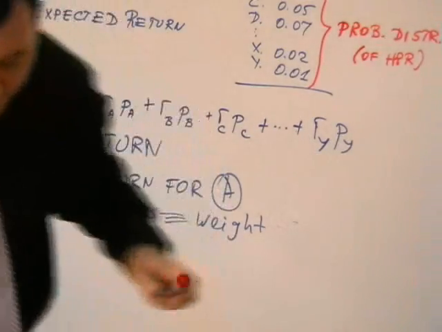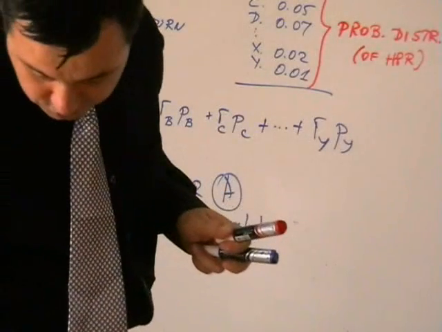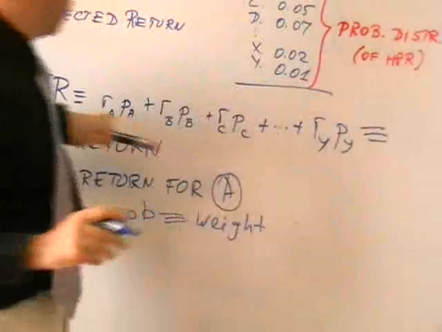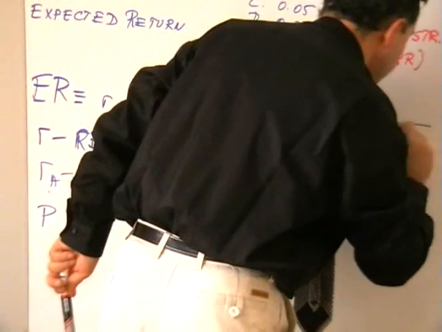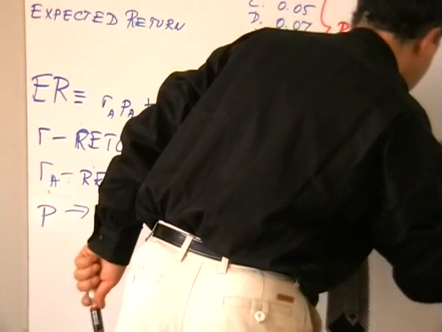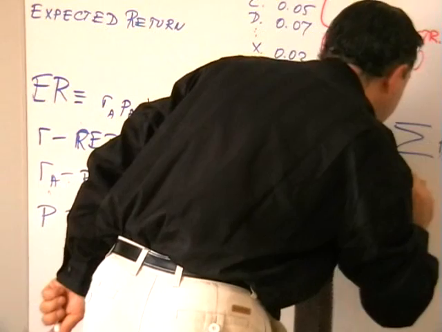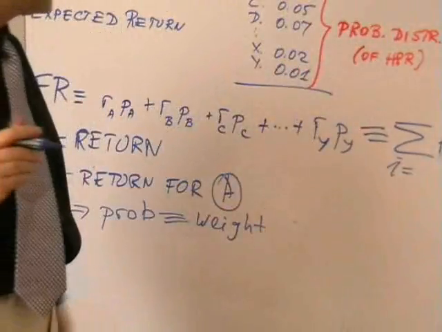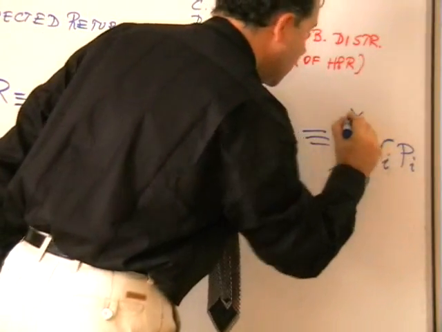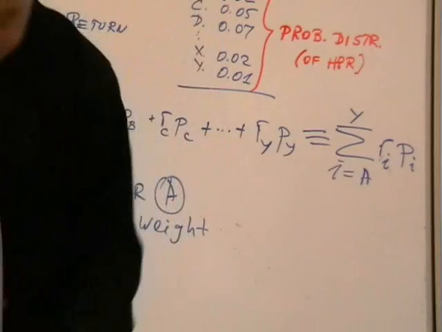The next thing is expected return. Okay, so this is the same thing. So now I can just do the following. Again, this is just a definition of summation. We can sum over R, from outcome A all the way to outcome Y or Z, whichever the outcome is. Alright guys, excitement is over.